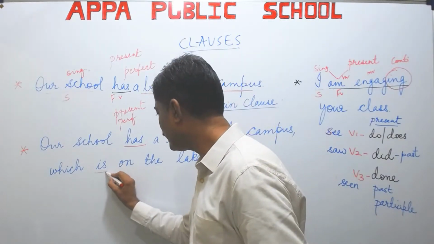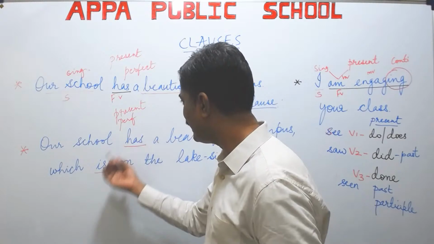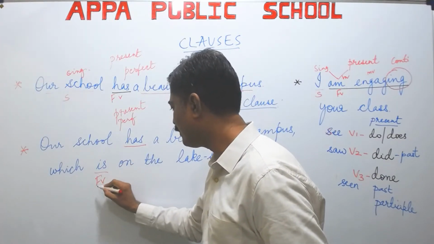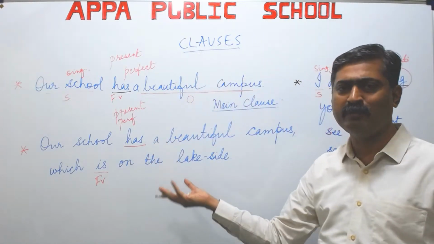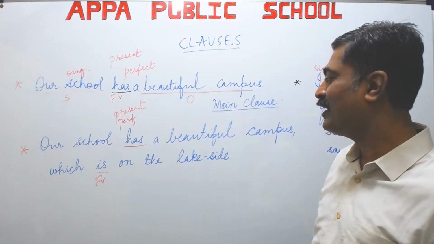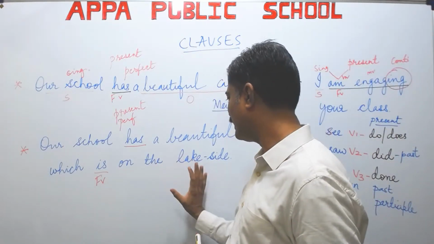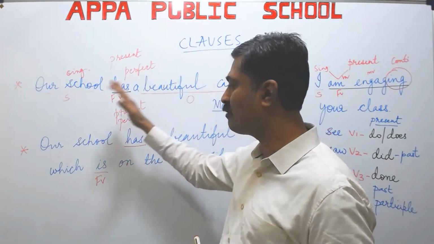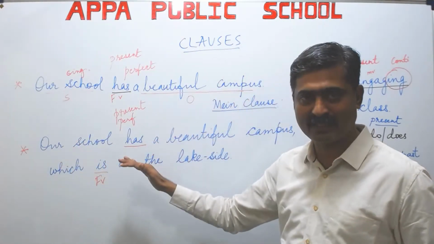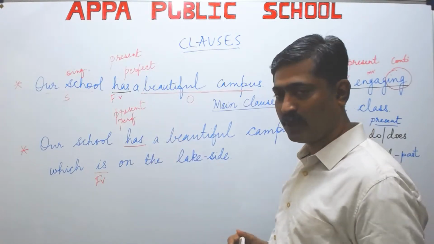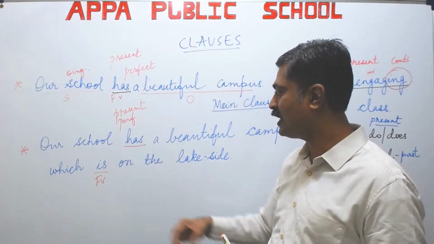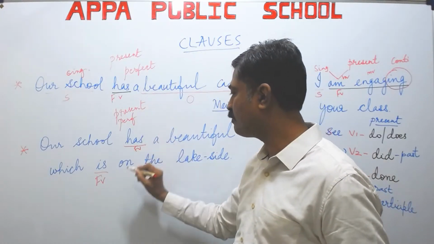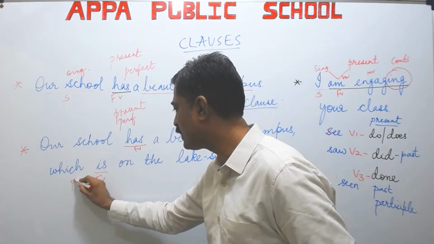So the next verb that we have got is 'is'. And 'is', even as a helping verb, is also a finite verb. And the other one, you can simply guess that there's only one verb, so that's going to be a finite verb. 'Is'. What is on the lakeside? Campus. And who has a beautiful campus? Our school. So they get connected like this. So now we have two clauses here, because one finite verb makes one clause and the other finite verb makes the other clause. 'Has' is present perfect, 'is' is present tense.